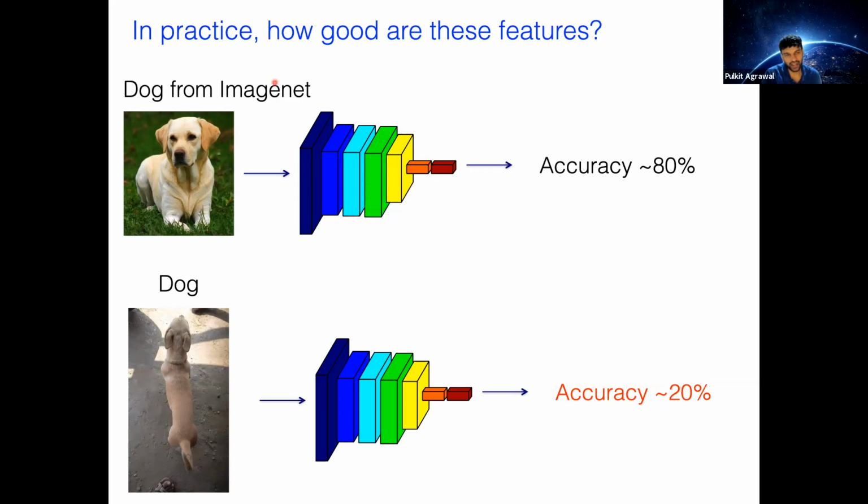If we are in the domain of just internet images and we test on internet images, things work fine. I'm getting high accuracy. But the moment I come to more real world data, like this image of a dog from a very different viewpoint that you typically would not find on the internet, the accuracy drops significantly. So one question we may ask is, why is this happening?